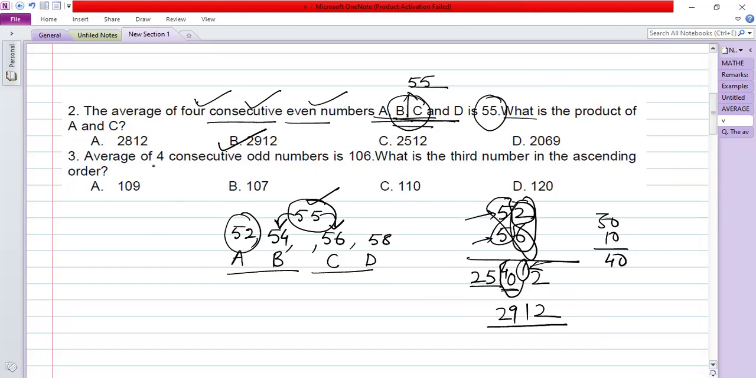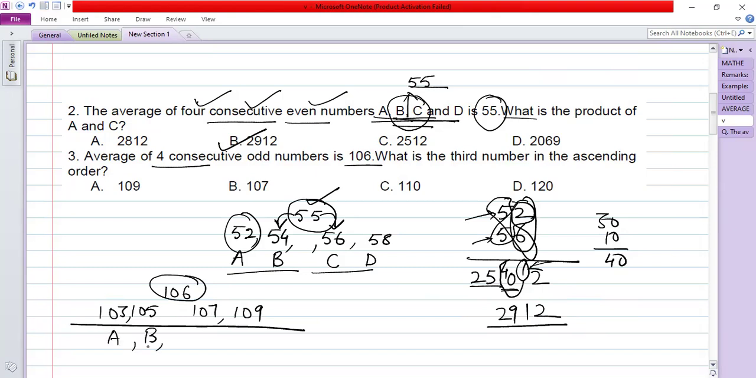Now, the average of four consecutive odd numbers is 106. So once again, 106 will be the middle of B and C. Middle or average means 105 will be on this side and 107 will be on this side of 106. And obviously 109 will be here and 103 will be here. These are our four consecutive odd numbers.